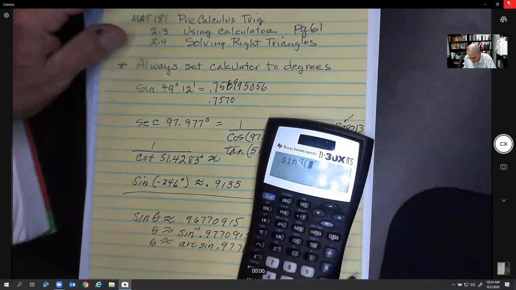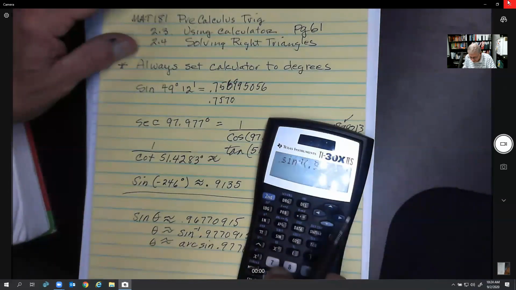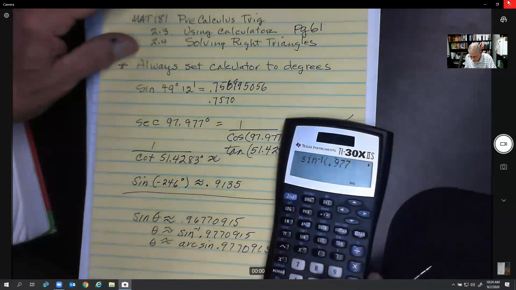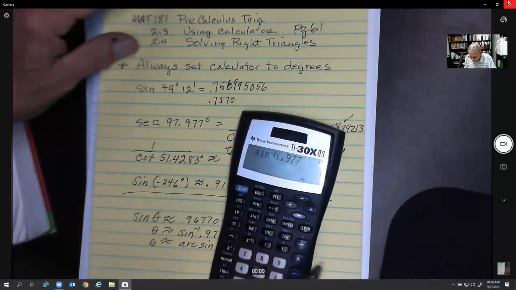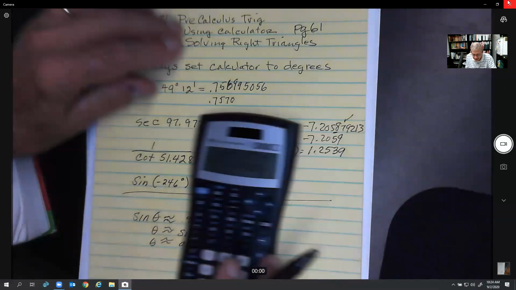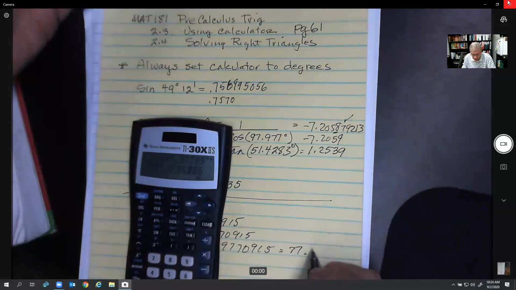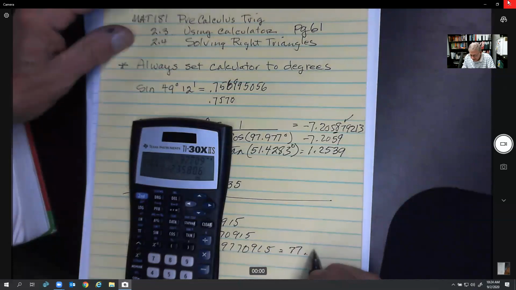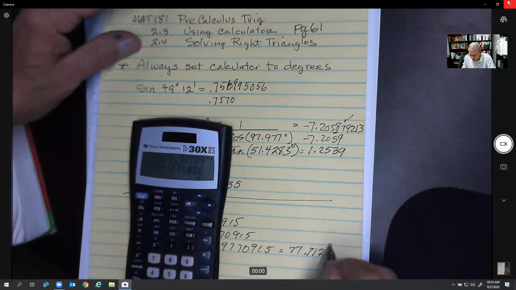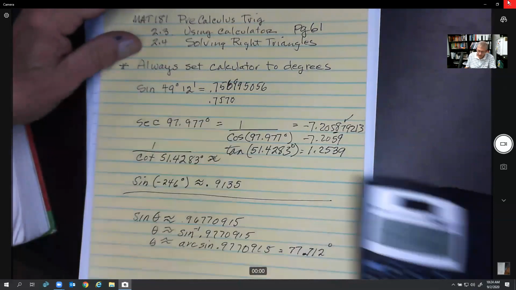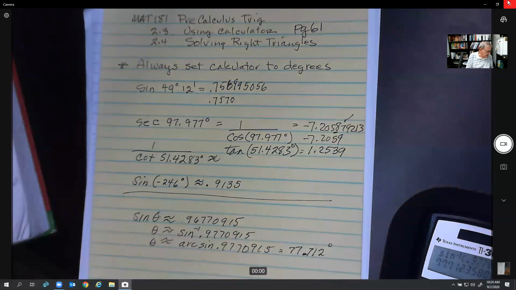And then we're going to actually calculate it out, 0.977. Real easy, huh? 0.915 parentheses, and then hit equals. And see, that gives me an angle, and this angle is in degrees. 77, I'm not going to carry it all the way out. Degrees we usually carry out 1 or 2 places. 712 degrees, that's pretty accurate. So around 77 some degrees.